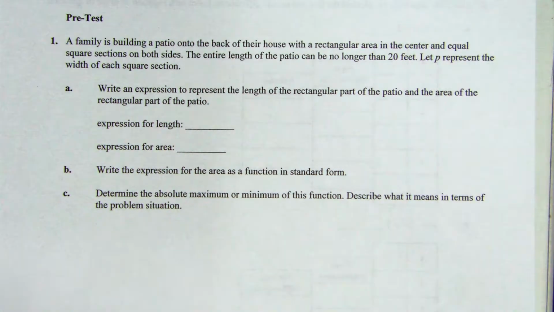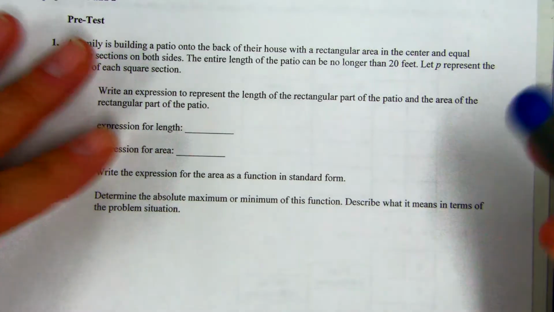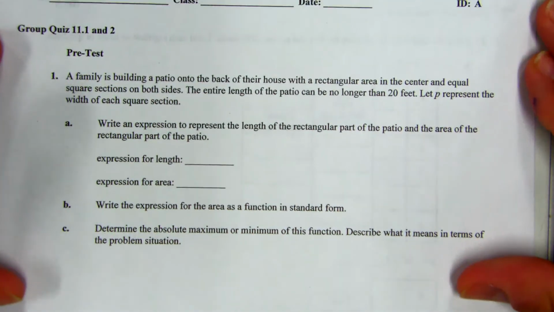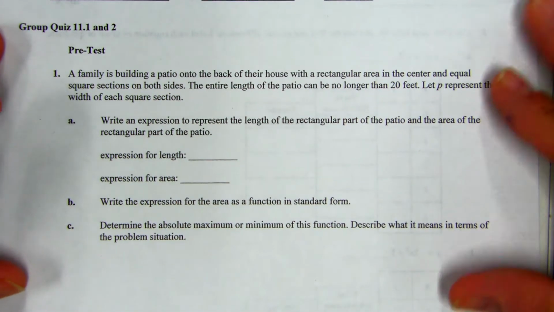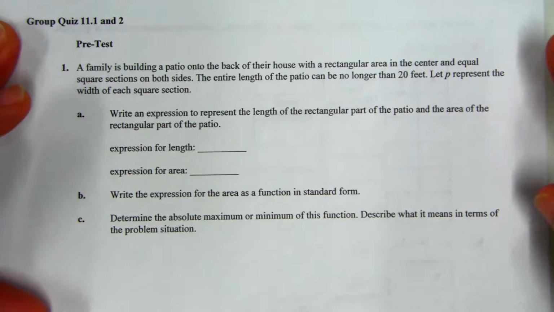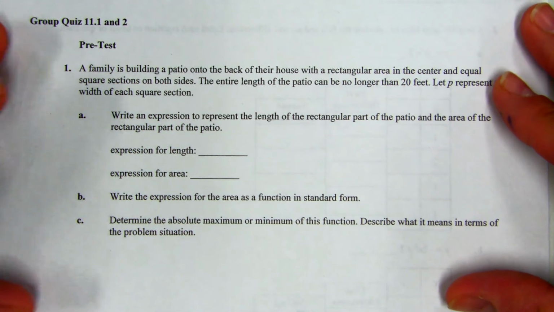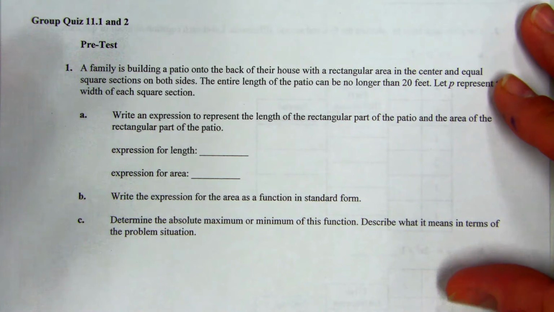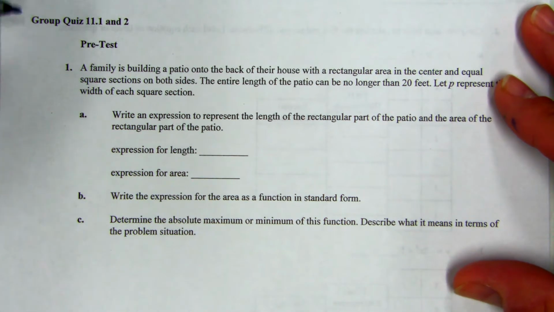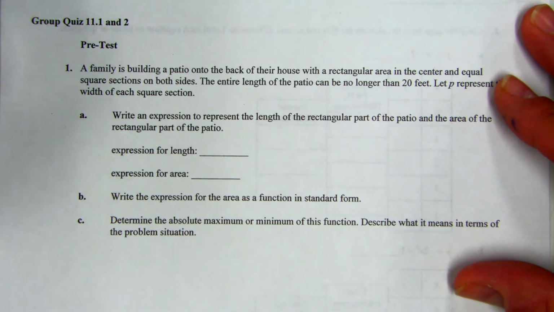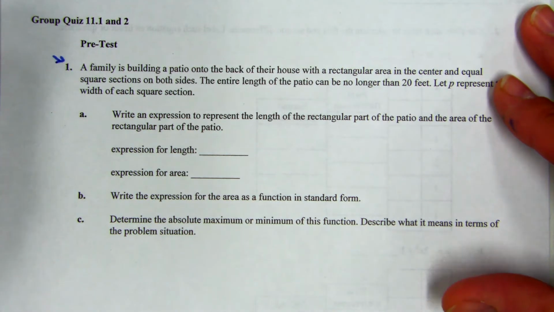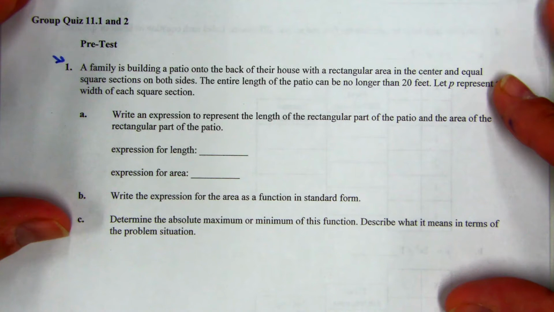Alright, so what I'm going to do is go over the group quiz 11.1 and 11.2. Hopefully you've gotten your quiz back and you're able to do the quiz corrections as I go through this. Please make sure that you were allowed to use your book, and the disappointing thing is this problem was identical to the problem in 11.1. The only difference was the numbers.